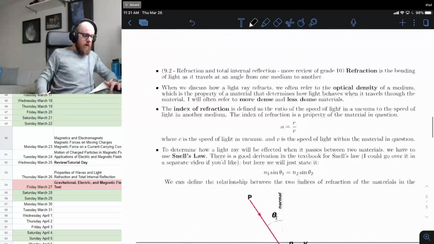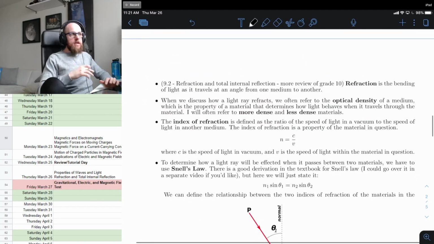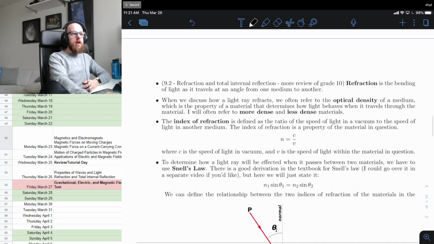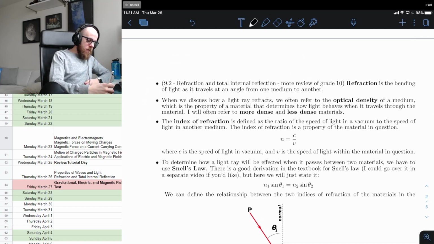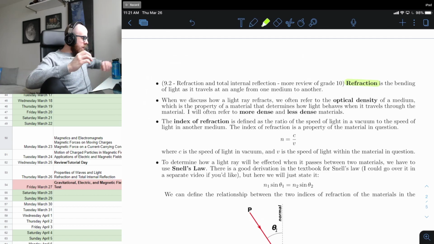Okay, so now that we've done reflection, let's get into some refraction. Okay, so again, this should all be familiar from grade 10. Actually, there's one new thing here. We'll get to that, but this should be pretty familiar from stuff from grade 10. So first off, refraction is the bending of light as it travels from one medium to another.